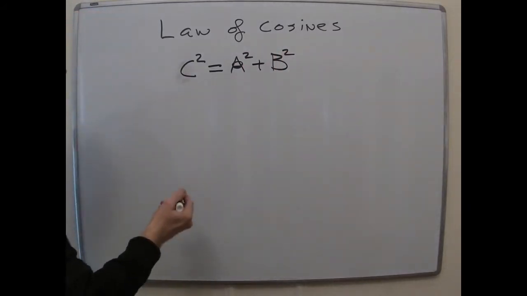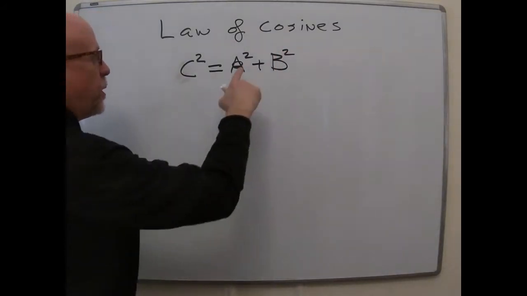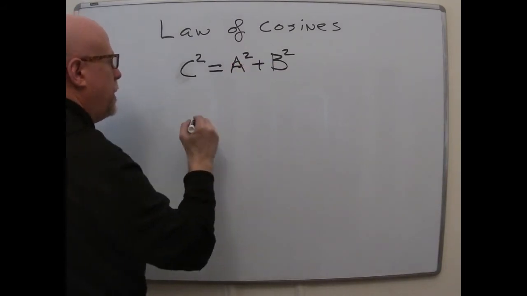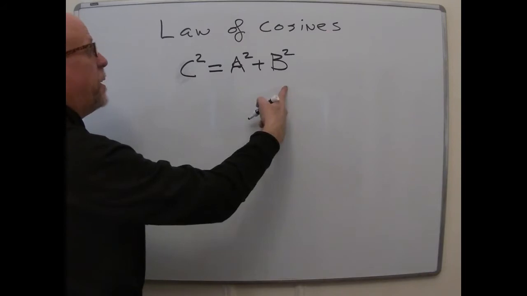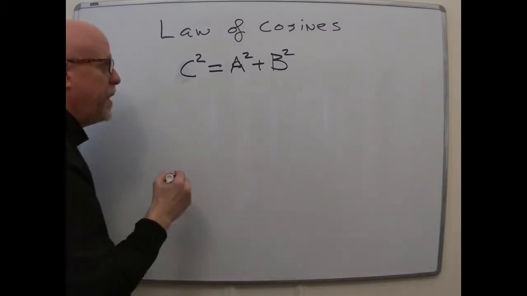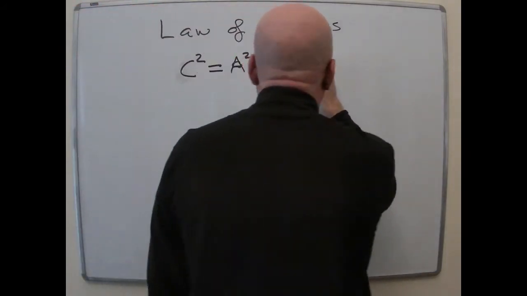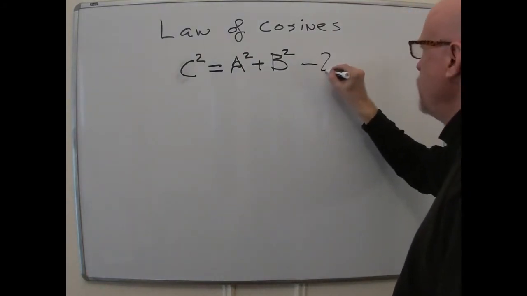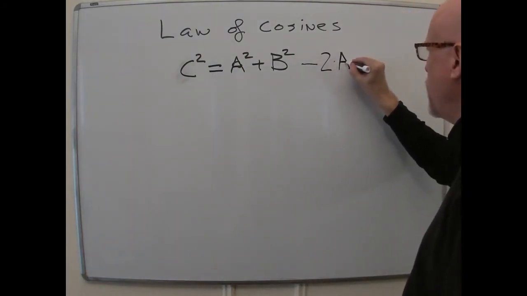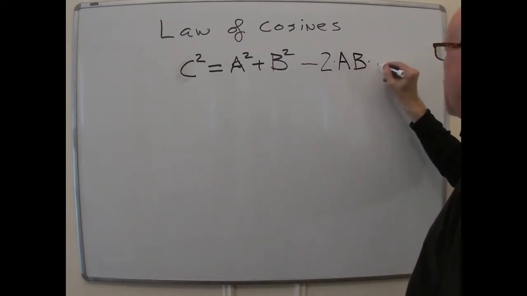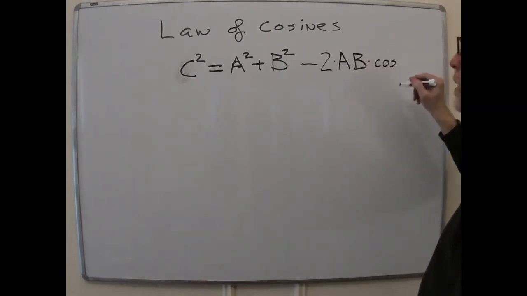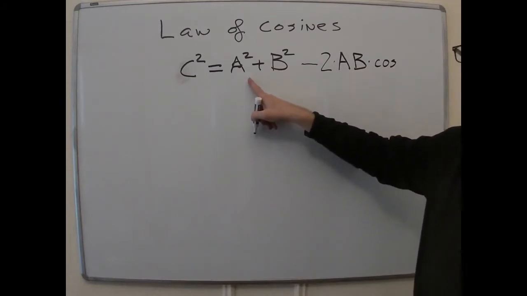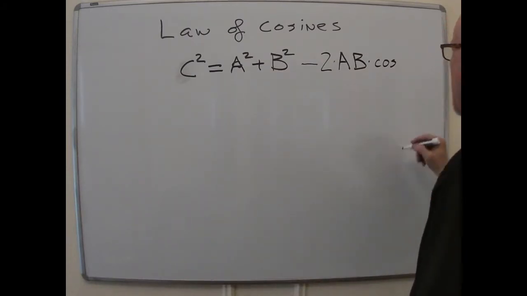And you make a modification to it to deal with a scenario where you're not in a right triangle. If you're not in a right triangle, you don't have this identity, right? So the modification is this. You need to subtract off 2 times the product of A and B and the cosine of the angle that lies in between, well, that lies where the right angle would lie if it was indeed a right angle.